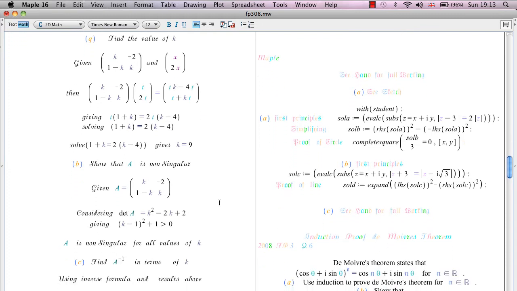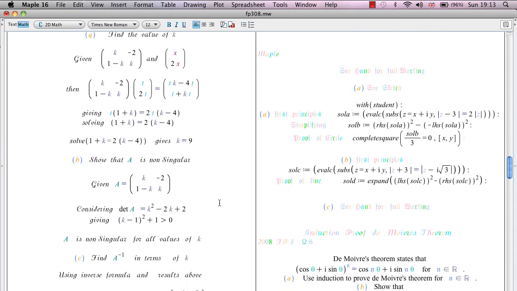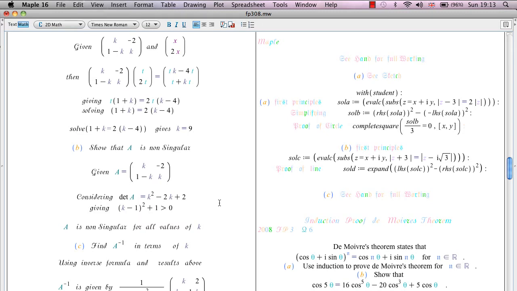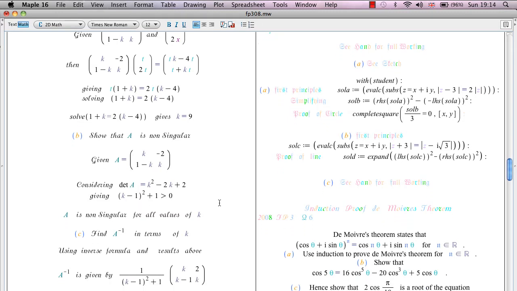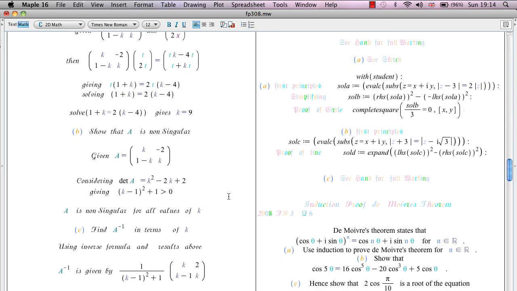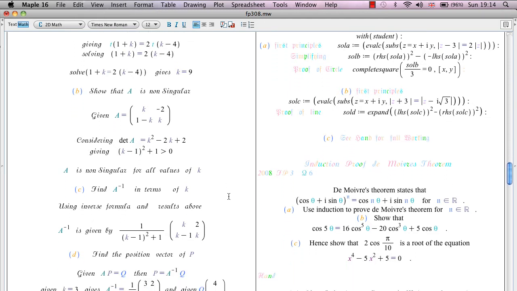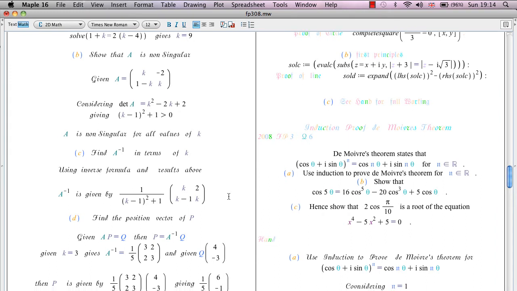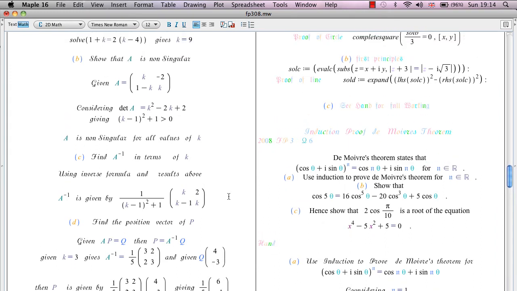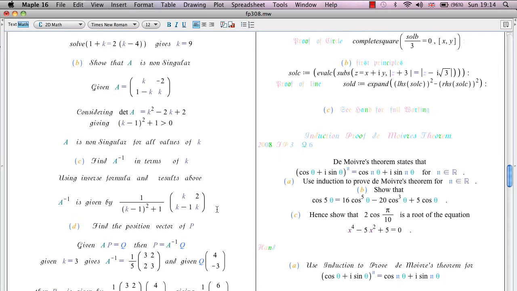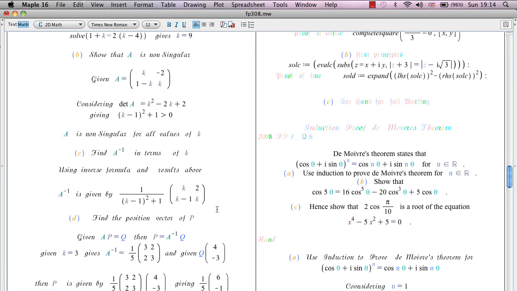So for non-singular in B, the determinant will be non-zero, and applying shows A is non-singular for all values of k. For the inverse in C, using the determinant from B, we can write down the inverse.